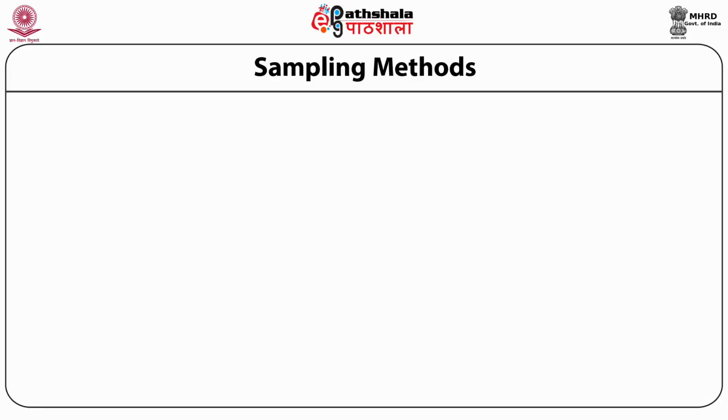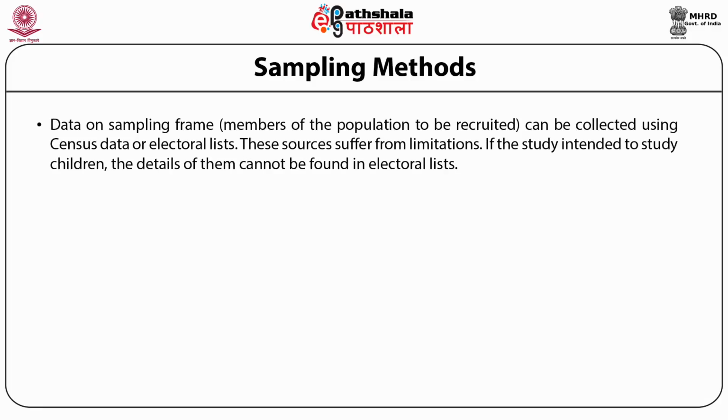Sampling methods. Data on sampling frame, that is the members of the population to be recruited, can be collected using census data or electoral lists. These sources suffer from limitations. If the study is intended to study children, the details of them cannot be found in the electoral list. The data on migrants or immigrants cannot be found in either of the sources. Sampling unit can be individual house or hospital. Eligible units or subjects for the study can be recruited using sampling methods.